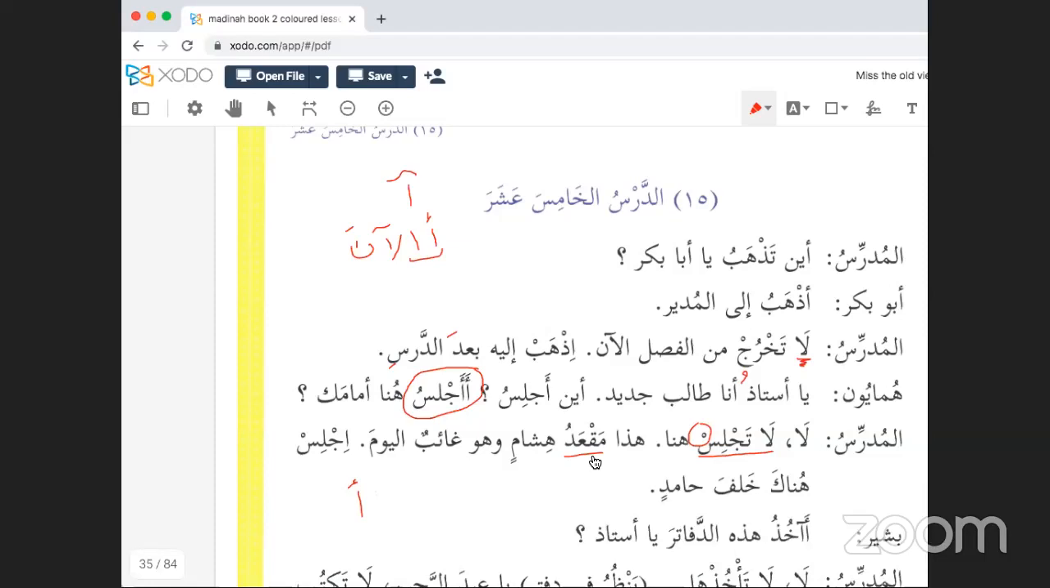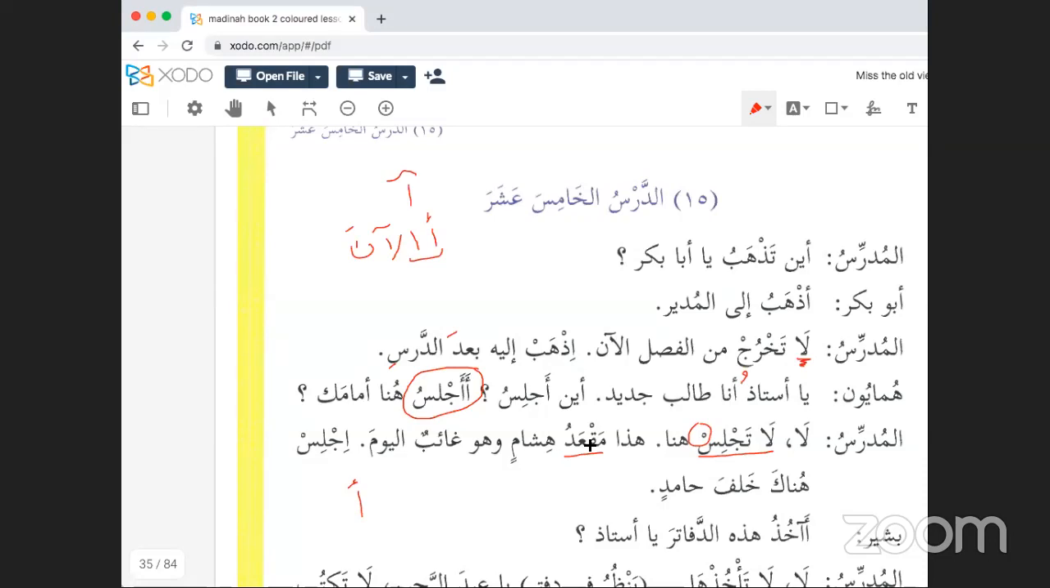مقعد. Seat. Afwan again, please, Ayman. Seat. Place. Yes, chair. Yeah, chair, seat, exactly. مقعد. And why is there only one dhamma? Easy question. Because it is mudaf. بارك الله فيك. هذا مقعد هشام وهو غائب.